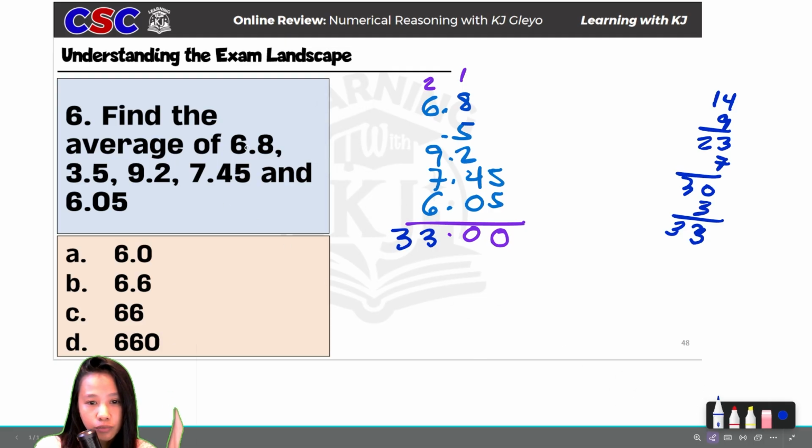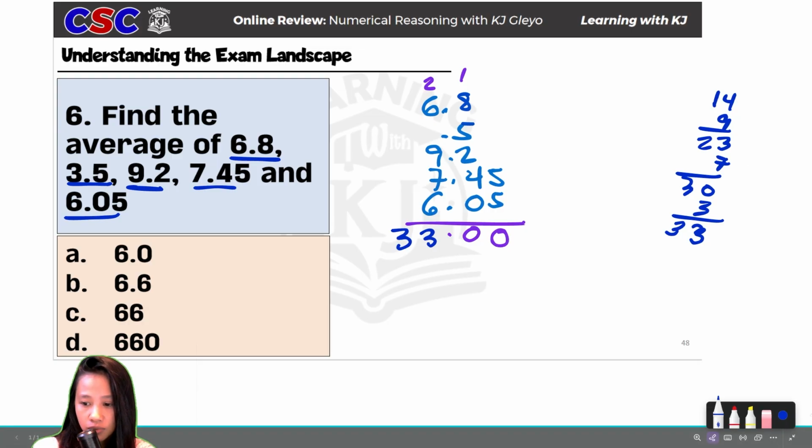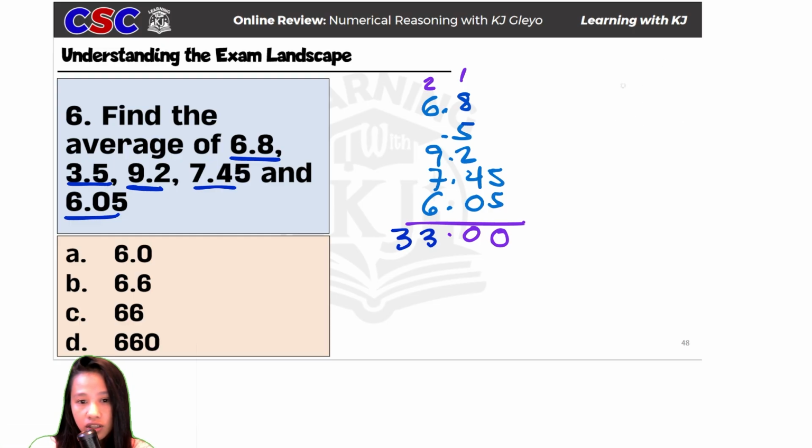And then, ilang numbers ba to? So, we have 1, 2, 3, 4, and 5. When finding the average kasi, nakalimutan ko sabihin kanina, dumiretso ako sa pagsusolve. So, yan o. When solving the average of something, it needs to be the total sum. You add them all together.